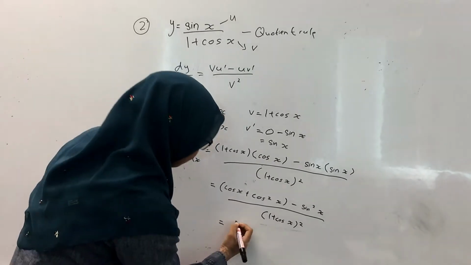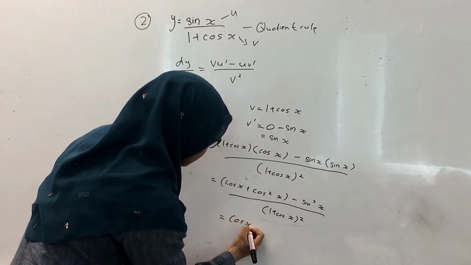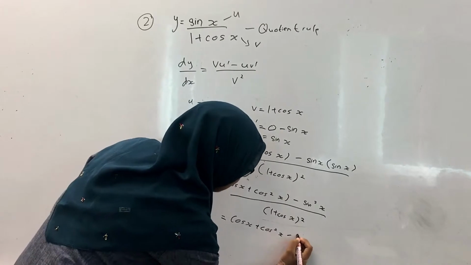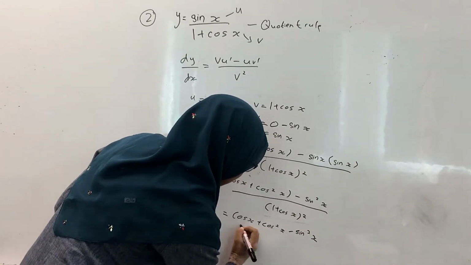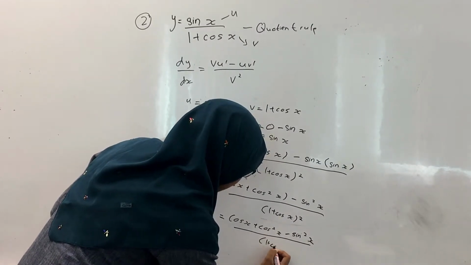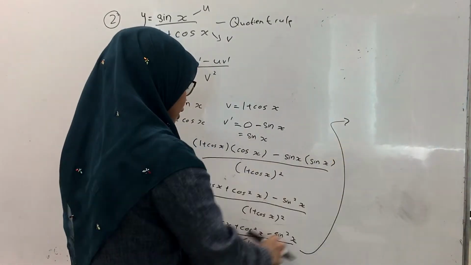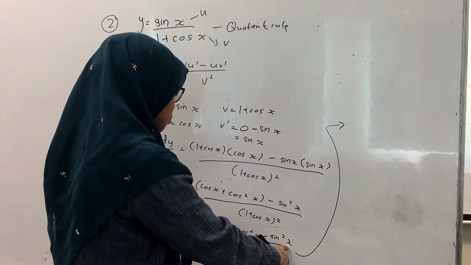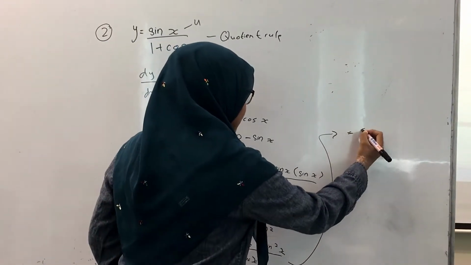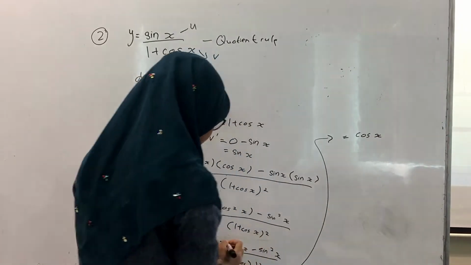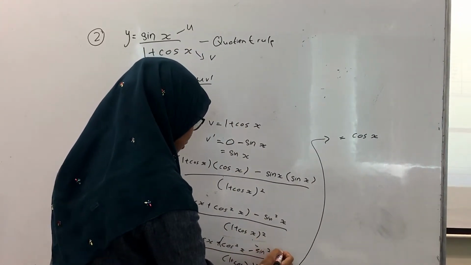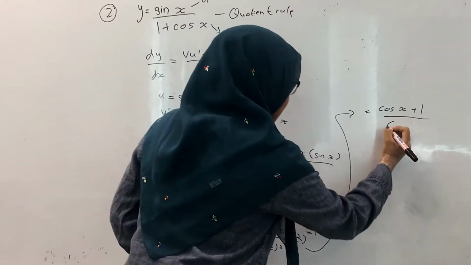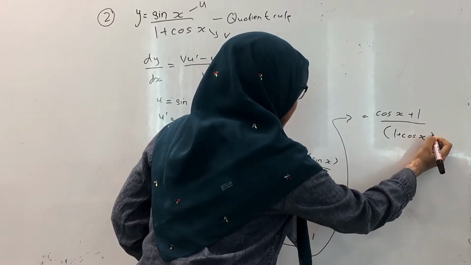So the expand, cos x squared. Applying Pythagoras theorem, cos squared x minus sin squared x will be equal to 1. So it will be cos x plus 1, over 1 plus cos x squared.